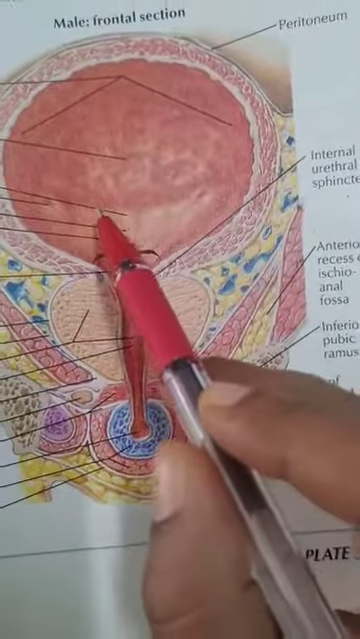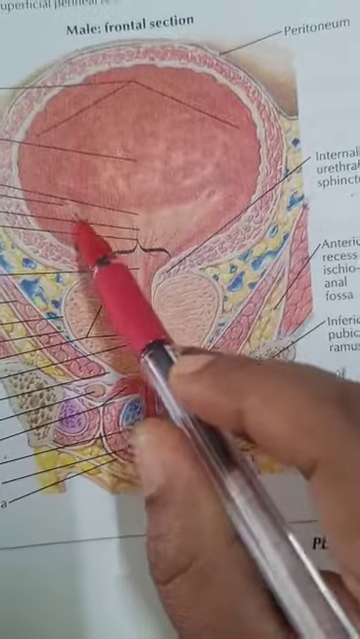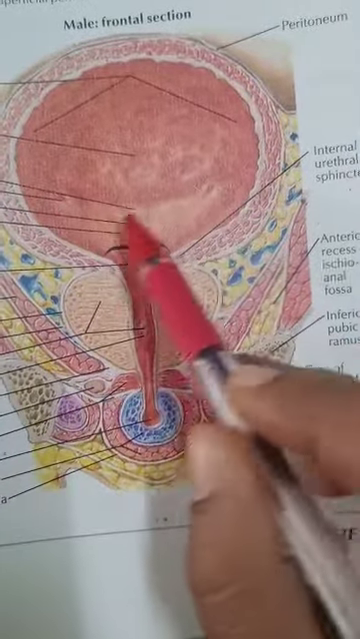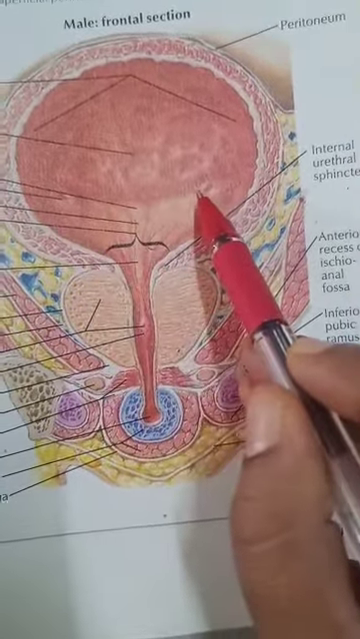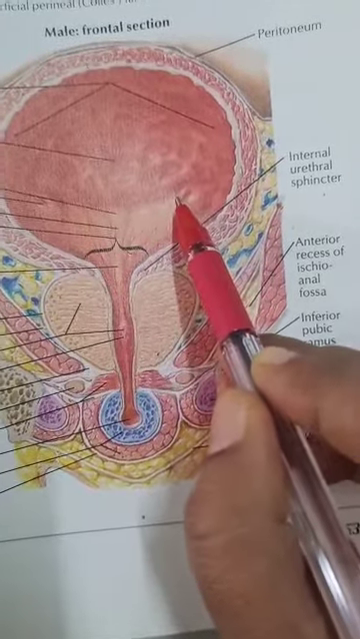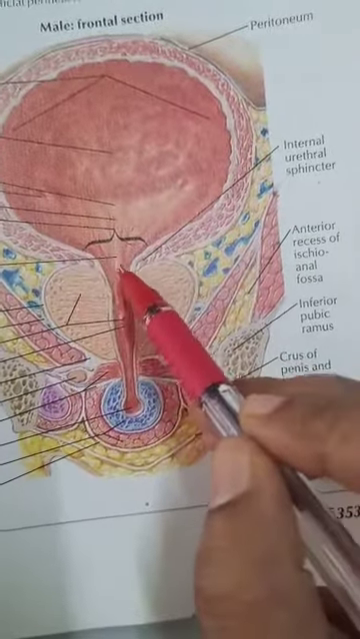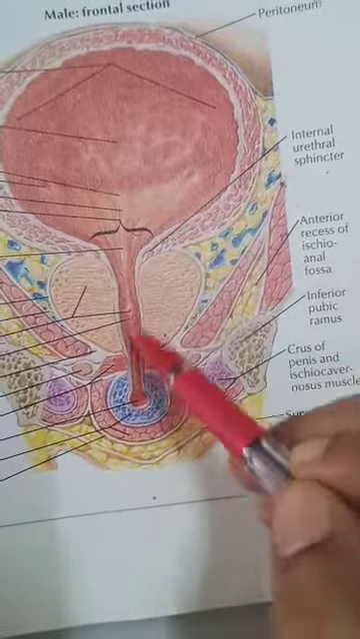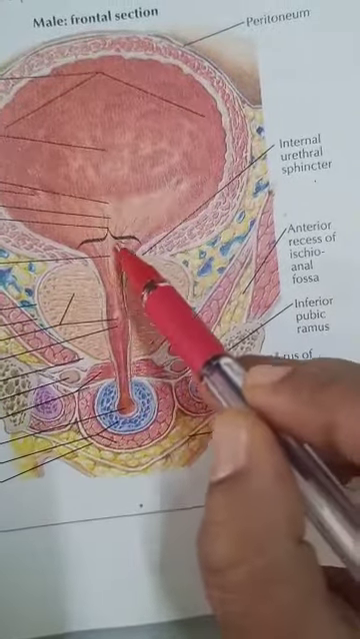Here it is more clear. This is the opening of the ureter. Here one opening can be seen and here one more opening. So this is the interureteric ridge. Then here comes the opening of the urethra. So this is the internal urethral opening.